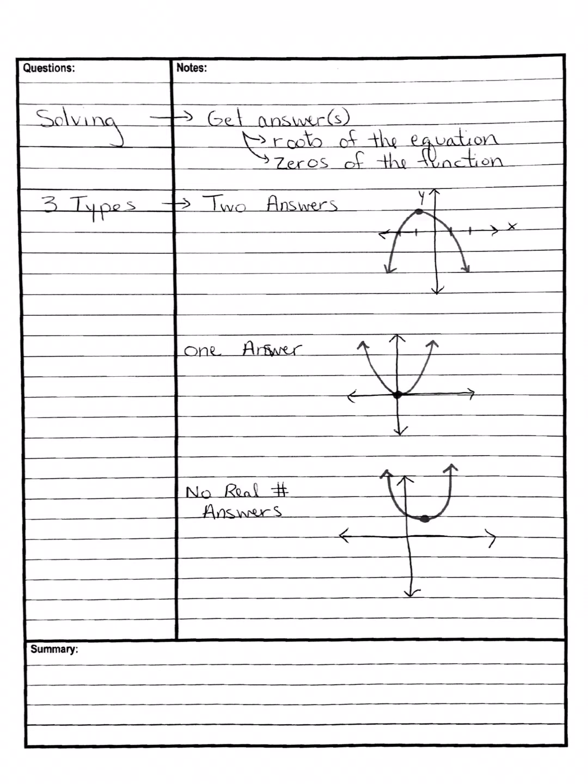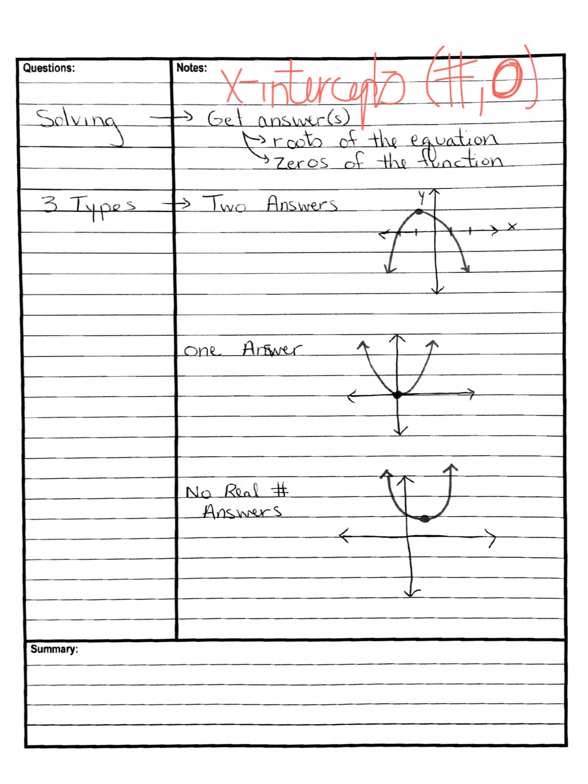So what does solving mean? It means get an answer. When we solve here, these answers we call the roots of the equation, or we also call them the zeros of the function. So let's talk about what that means. What we're actually solving for is when y is 0, so we're looking for our x-intercepts. When we look for the roots of the equation, or the zeros of the function, we're looking for a number for x when y is 0.